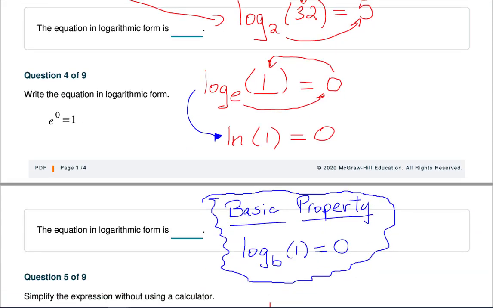Now that happens all the time. That is another basic property of logarithms. That log of 1 in any base is always 0, because b raised to the 0 power is equal to 1. It's one of our properties of exponents.